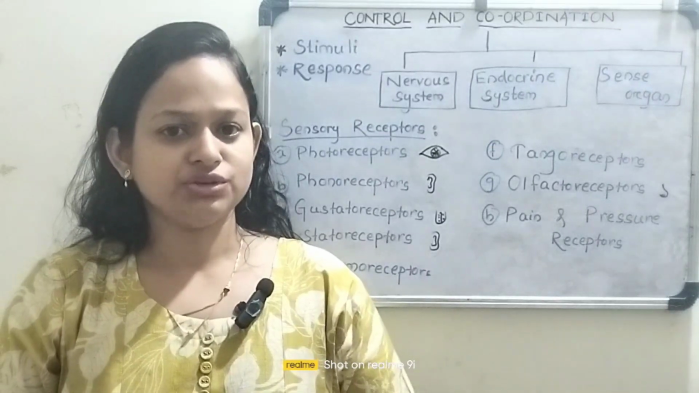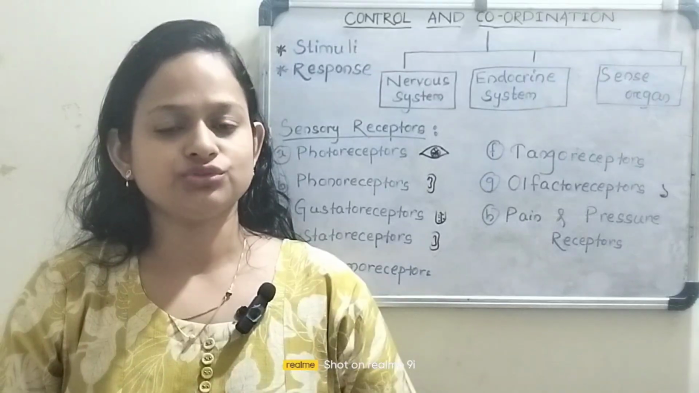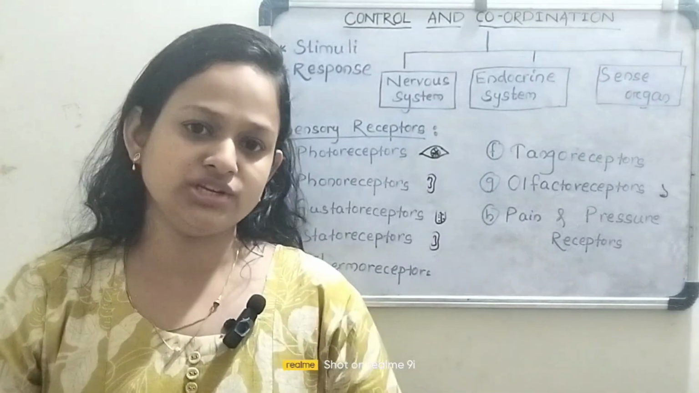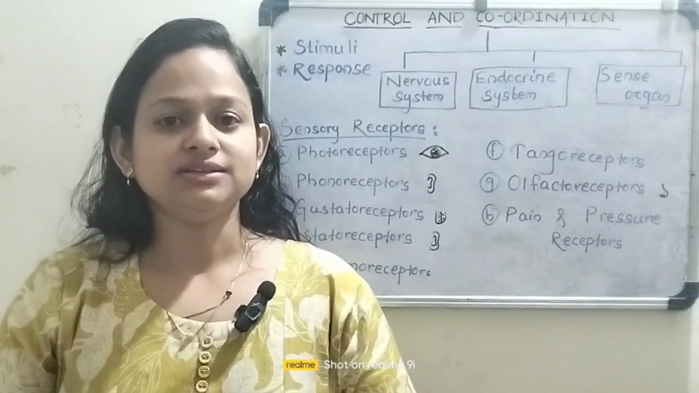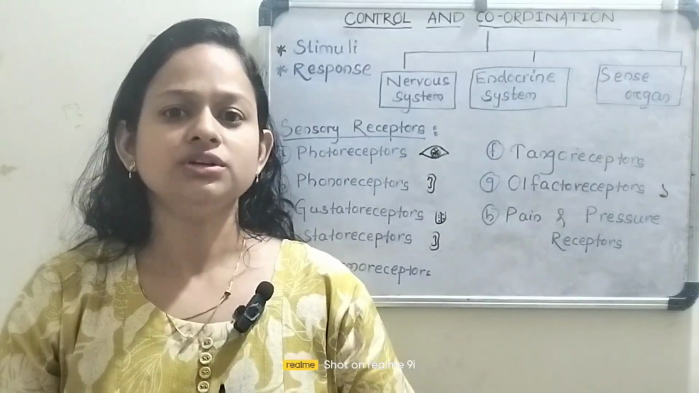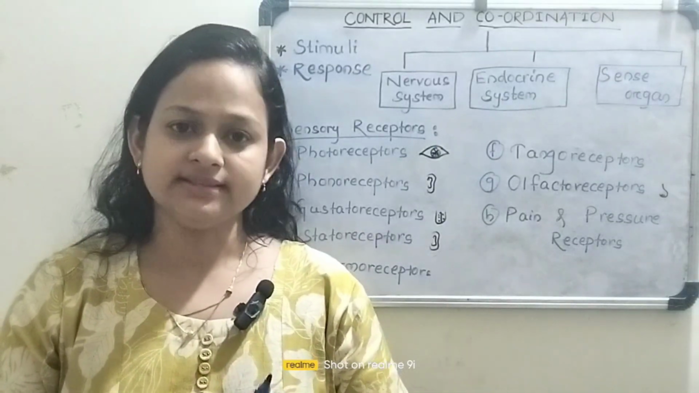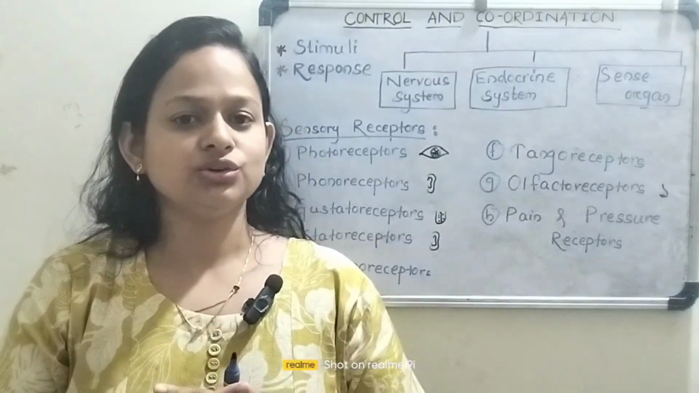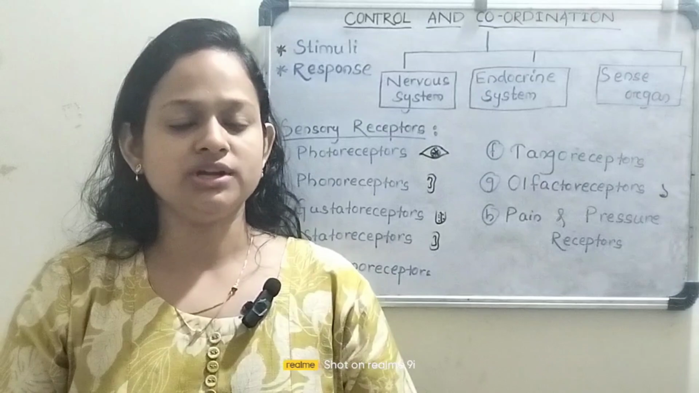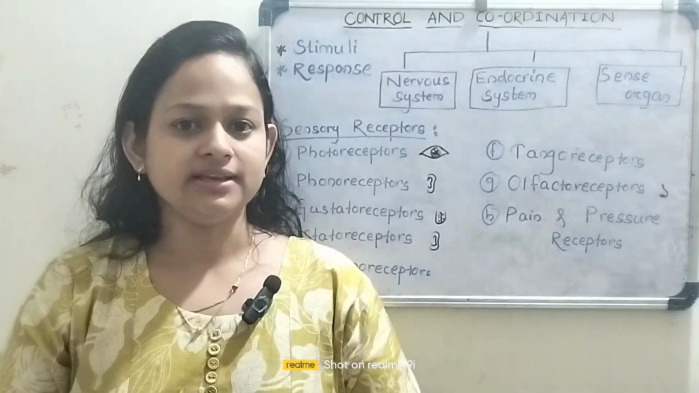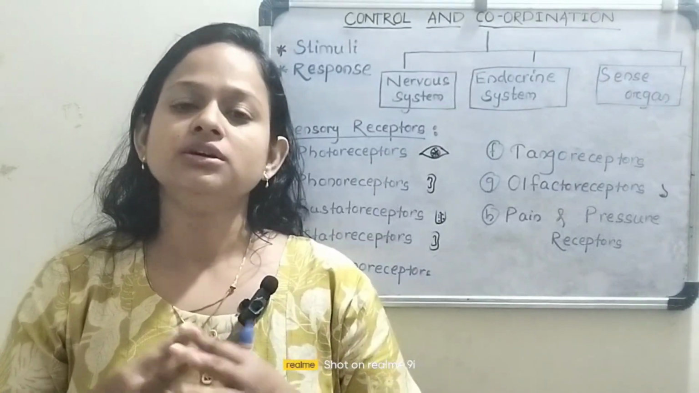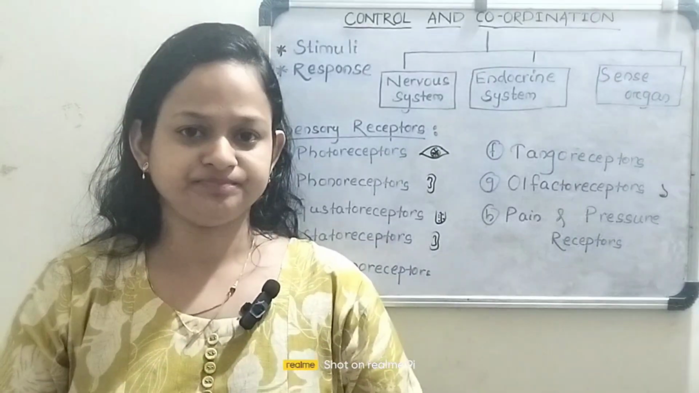So the unicellular organisms carry out their process of control and coordination by moving towards or away from the stimuli. And in case of plants, there are plant hormones which are responsible to carry out the control and coordination process. And these plant hormones help in growth and movement of the plant. But in case of multicellular organisms, they need specialized types of cells, tissues and organs to carry out all the processes of control and coordination.